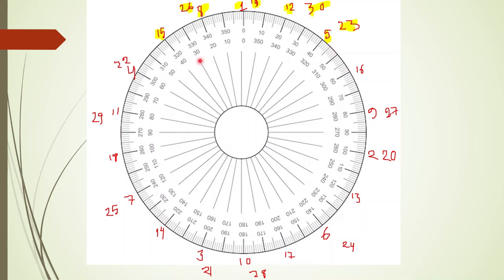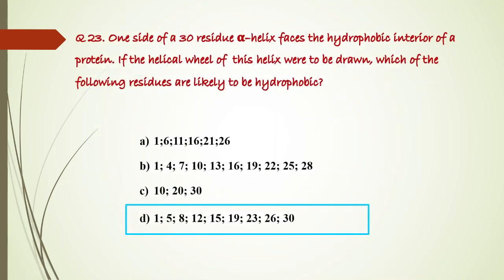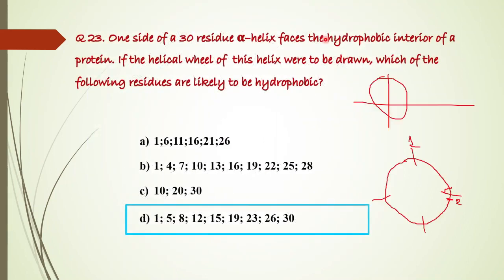So this part can probably be the hydrophobic one, because this is the only option that talks about a particular section of the circle. All other options were randomly scattered, but this option was only sticking to a certain part of the circle. So our correct option for this question, which of the following residues are likely to be hydrophobic, should be option D.